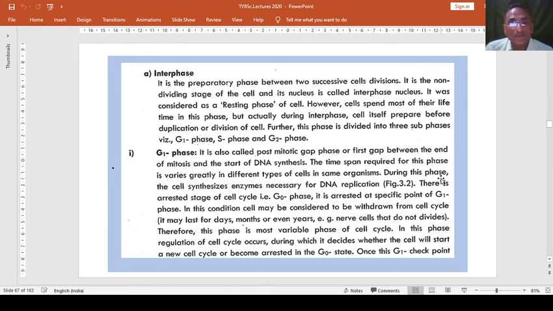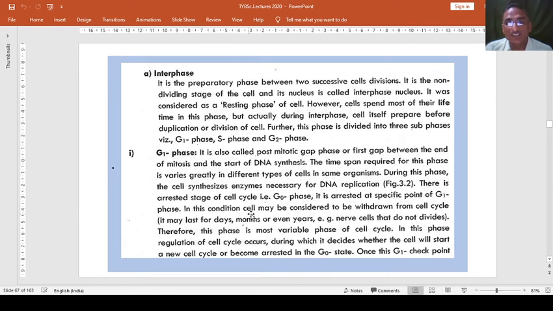During this phase, the cell synthesizes enzymes necessary for DNA replication. We have seen in the figure how the DNA pre-synthesis and DNA post-synthesis is observed. So there is an arrested stage of the cell cycle, that is G0 phase. It is arrested at a specific point of G1 phase. Therefore, we generally call it the arresting phase. Anytime, anywhere, in the G1 period, it may take a pause or stop.